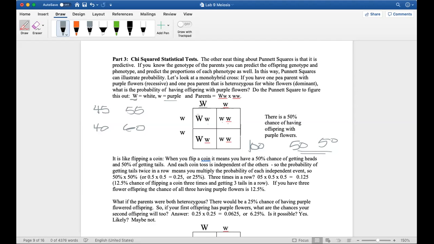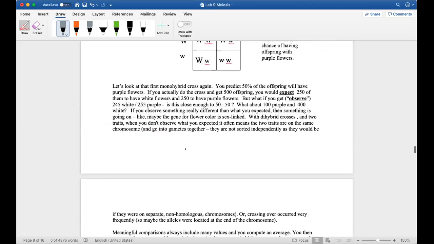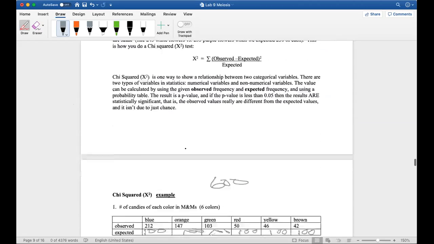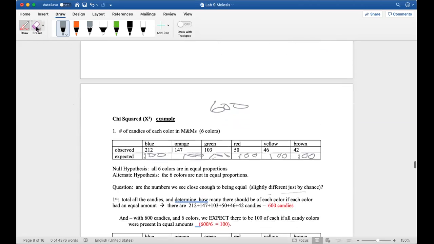And what we're really saying is, is what we found the same, mathematically speaking, as what we expected to find? The way we can figure that out is by performing a statistical test called the chi-square test. And here's how the chi-square test works. To describe chi-square, I'm going to talk about M&Ms because right now I am just eating like a crazy person.